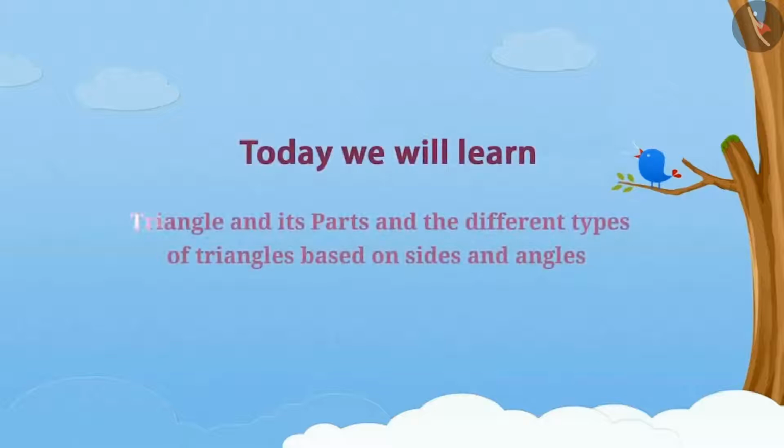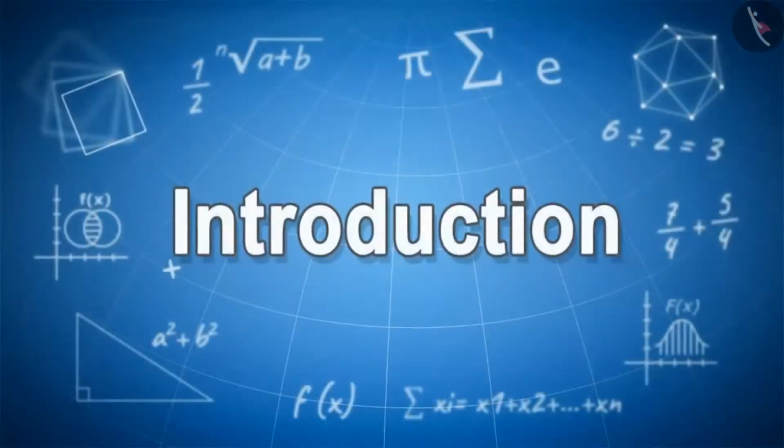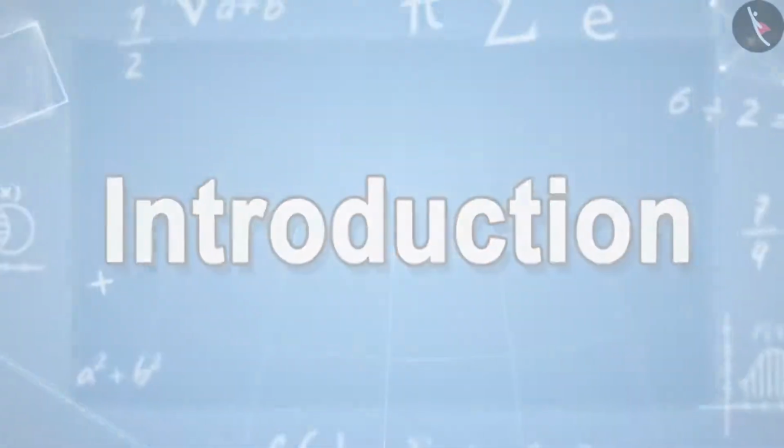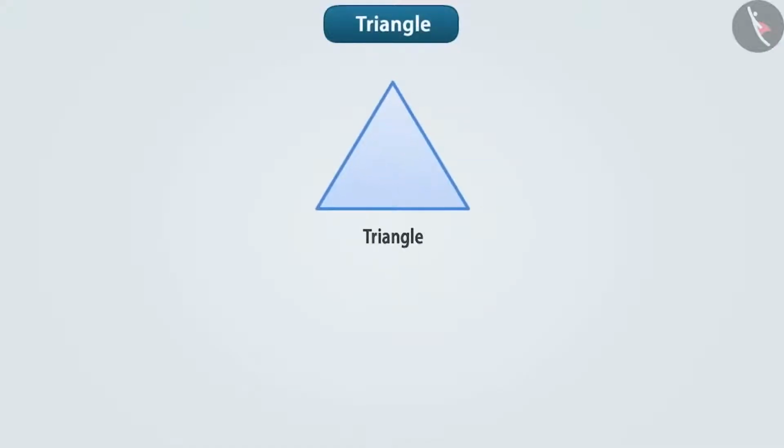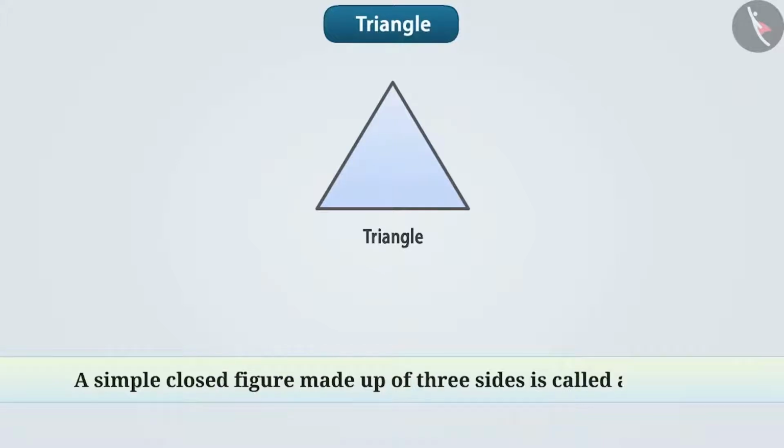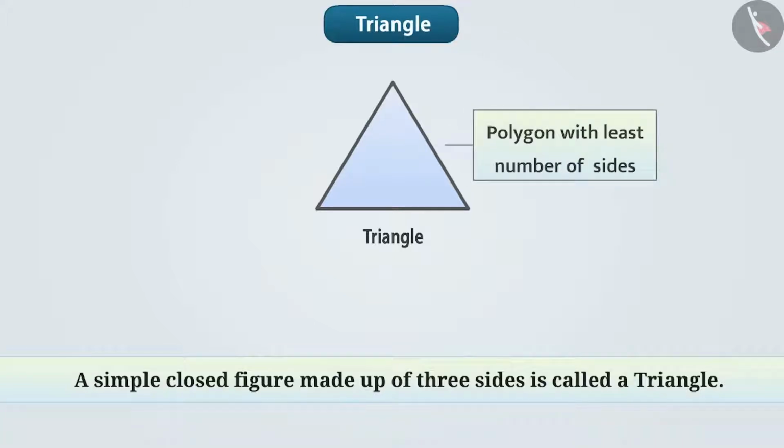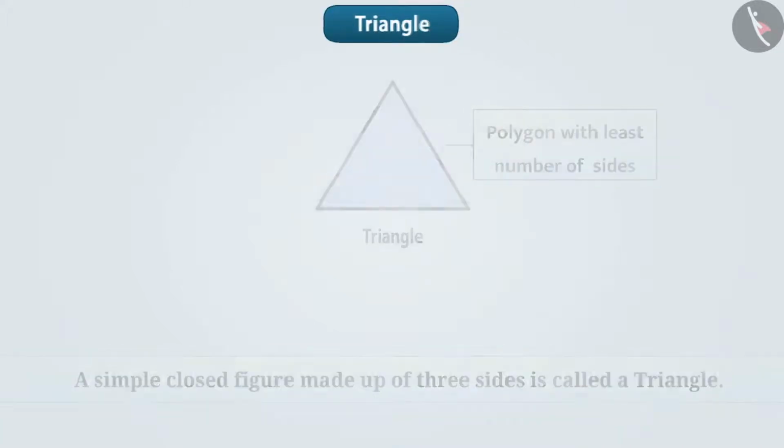Today we will learn about the triangle and its parts, and the different types of triangles based on sides and angles. A simple closed figure made of three sides is called a triangle. The triangle is the polygon with the least number of sides.